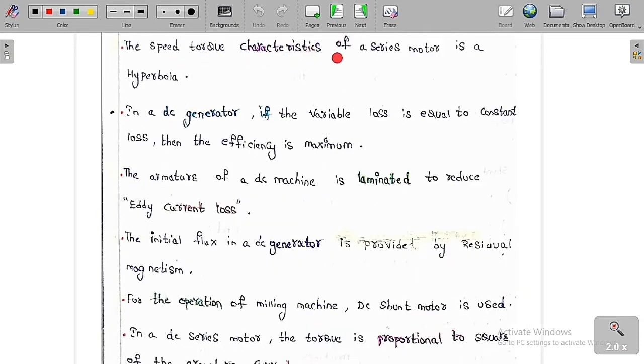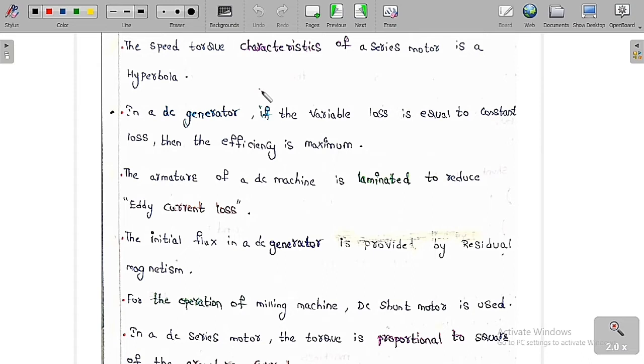The speed torque characteristics of a DC series motor is a hyperbola. I've already told you the speed torque characteristics.